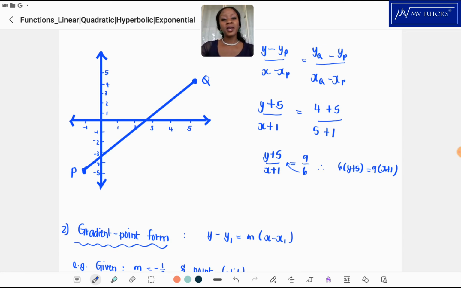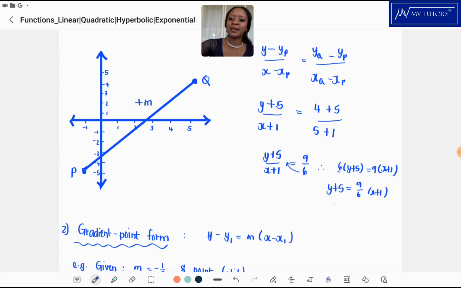We are seeing here that whatever I calculate, I need to make sure that I have a positive gradient, because from left to right, we're going up. So it has to be a positive gradient. If I get a negative gradient, I did something wrong. Actually, I shouldn't have taken 6 to that side. I'm going to take 6 back to the other side. So I have y plus 5 is equal to 9 over 6 times x plus 1.